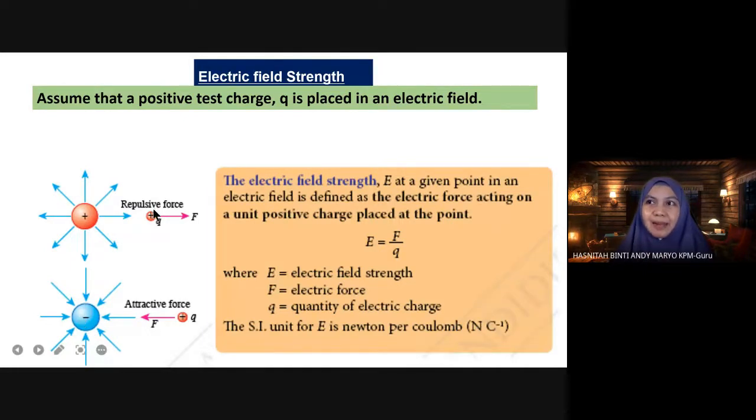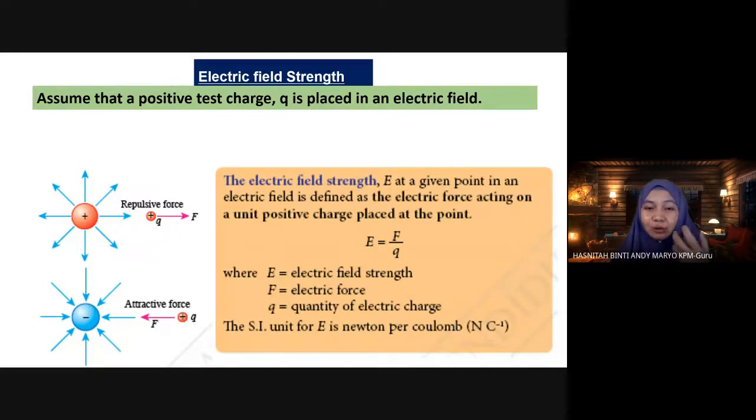Then we place a charge here. It can be any object with positive charge, so we name it Q. What will happen to this charge? When we switch on the power supply, an electric field will occur around this electrode. There is an electric field around it. So we place this object, this positive test charge, in this electric field. What happened? It will experience an electric force.